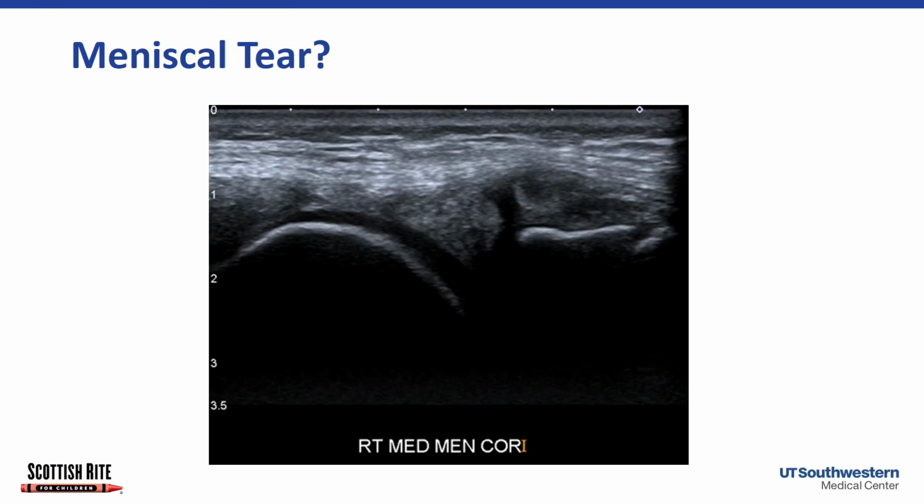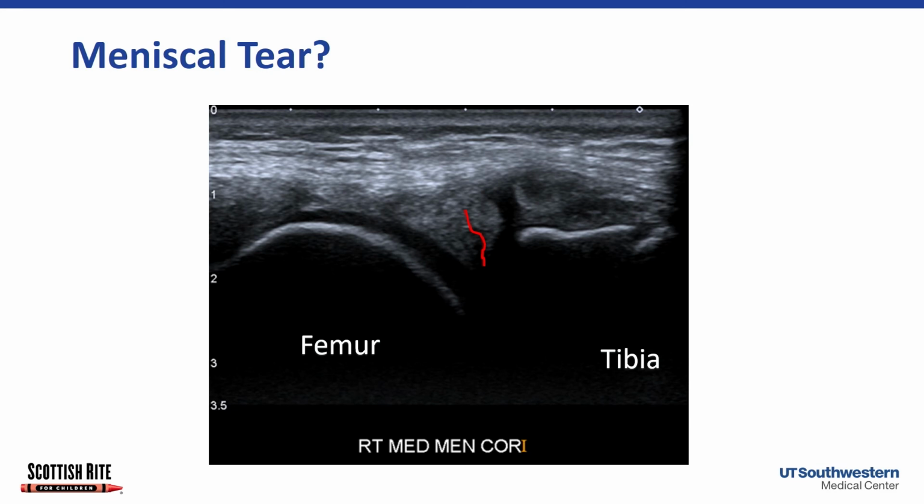What about this image? This is perhaps the same patient, and you get this image. We see the femur on the left and the tibia on the right. And we look at that meniscus in the middle and we think, well, there looks like some irregularity. Perhaps that red line there is a meniscal tear. So there may be some use with it, but we can't say definitively with this.